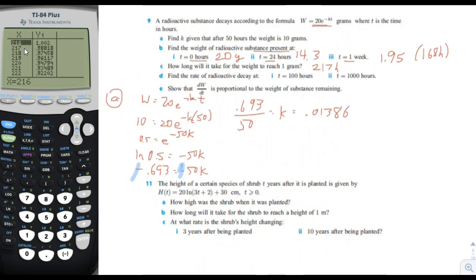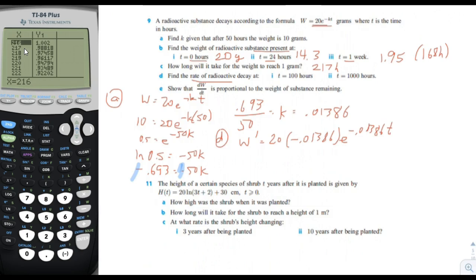Now they're talking about the rate of radioactive decay. They're no longer talking about the weight. So the rate of radioactive decay would be the derivative of W. So let's take the derivative of that. So it's going to be 20 times negative K, which would be negative 0.01386, e to the negative 0.01386 t.